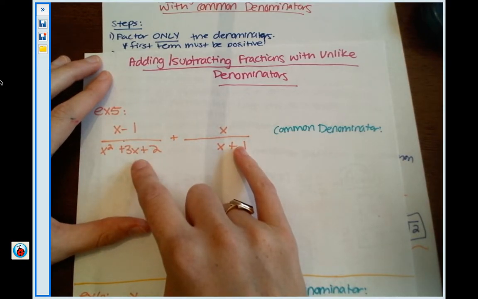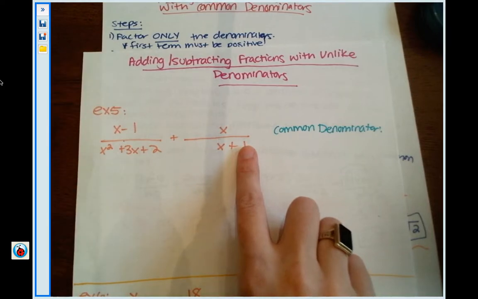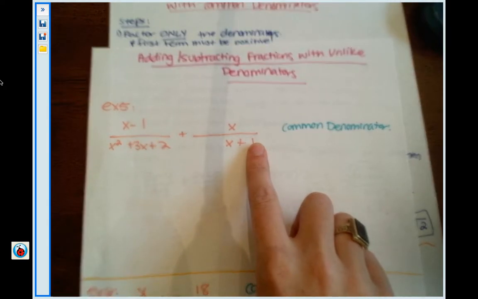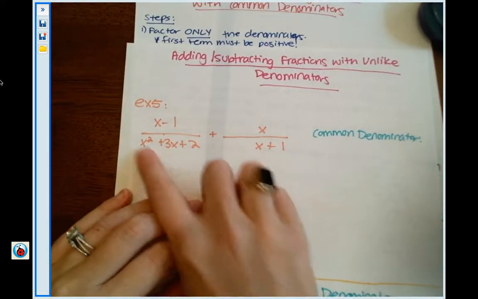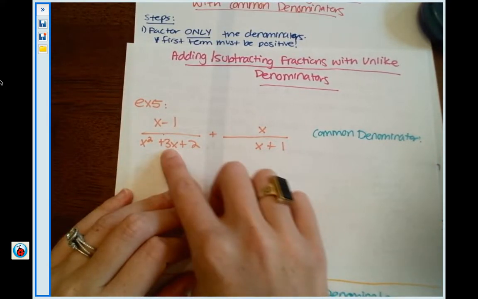Holy hot dog, you guys are so smart. It is this one. This one's a degree 1. Guys, if you have a degree 1, it cannot be factored. You already factored it, or it's already factored for you. So the only one I can factor is this bad boy right here.